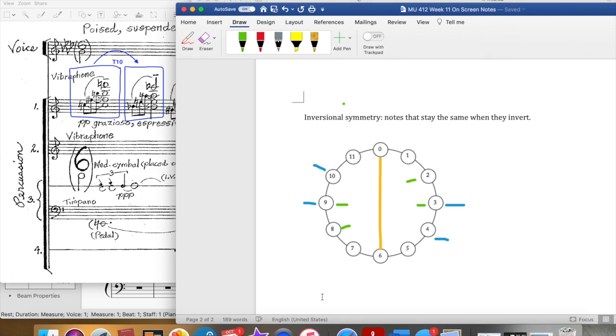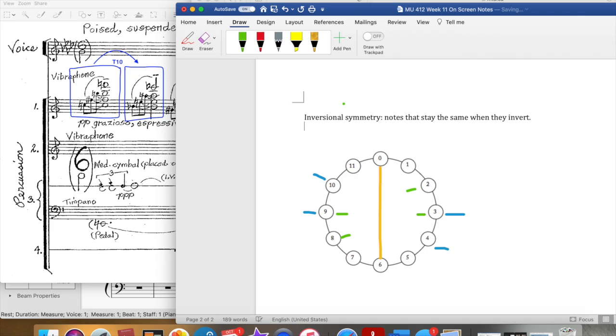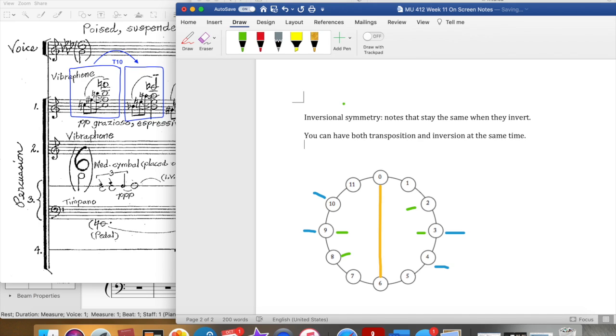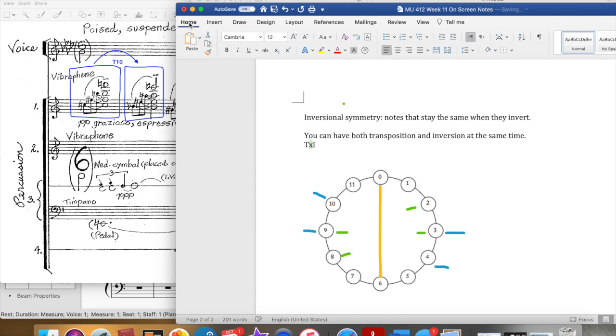So let's also think about this. You can have both transposition and inversion at the same time. In other words, you would have T, and then we show it with an X, and then I. X is the number, the interval by which you're transposing, right? With X being the interval of transposition.